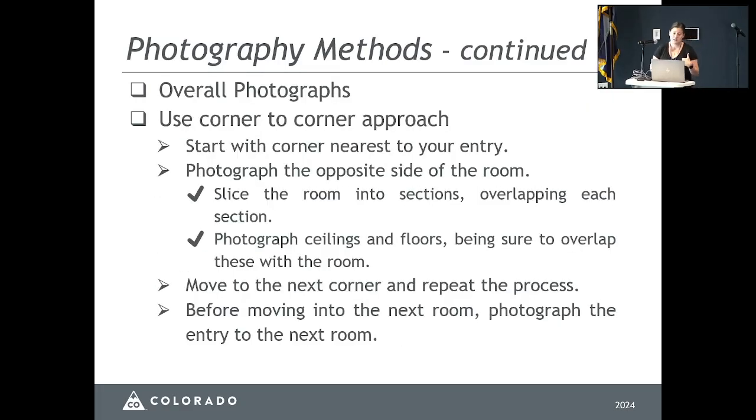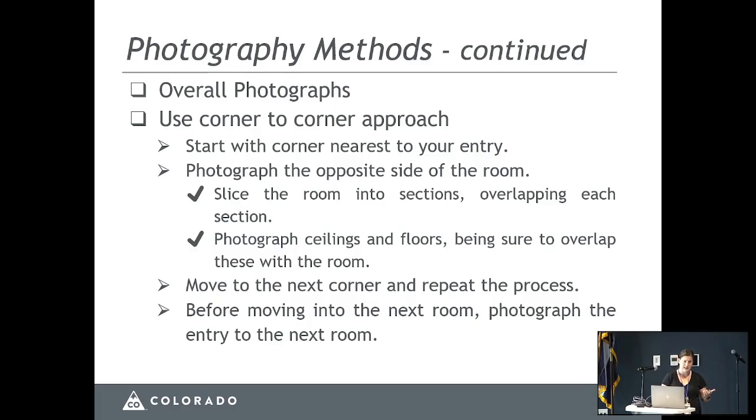For overall photographs, typically I recommend using a corner-to-corner approach. It's basically what it sounds like. You'll place your body in a corner of the room, snap a photograph, move to the next corner, and snap another photograph until you get 360 degrees around the room. Occasionally, you can't get the entire image in one photograph, so you will have to separate, and that is okay as long as your photographs overlap from one to the other.